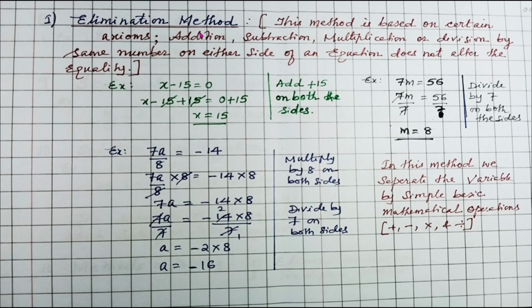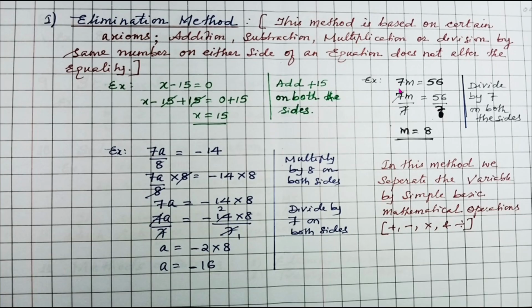Now this method is based on certain important rules: addition, subtraction, multiplication or division by the same number on either side of an equation does not alter the equality. The equality remains the same. Now what does this mean? Let us take an example. x minus 15 equal to 0. Now I want to eliminate 15 here, so I have to add 15 on LHS. At the same time I have to add 15 on the RHS, so the equation does not change. So minus 15 plus 15 is cancelled, 0 plus 15 is 15, so the value of x is 15. So x is equal to 15 is the solution of this equation.